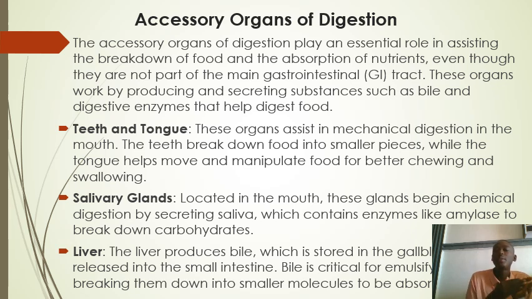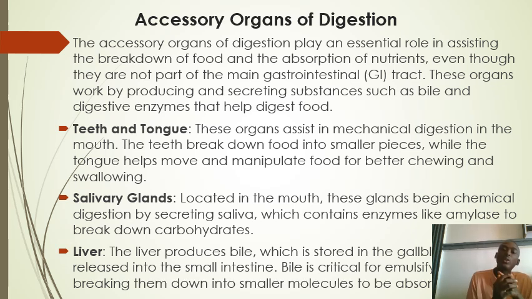So the second one is the salivary glands. The salivary glands are located in the mouth. They begin the chemical digestion by secreting saliva, which contains salivary amylase, which breaks down carbohydrates.